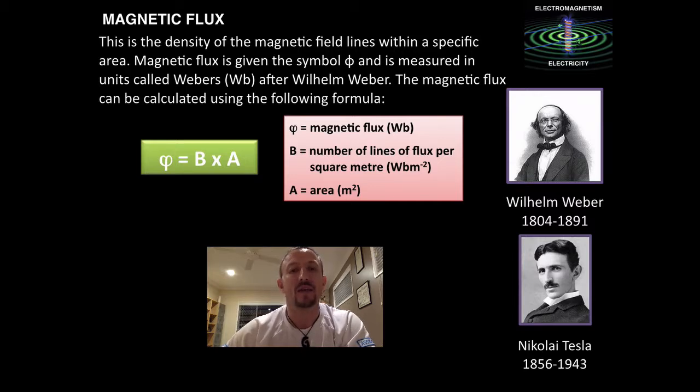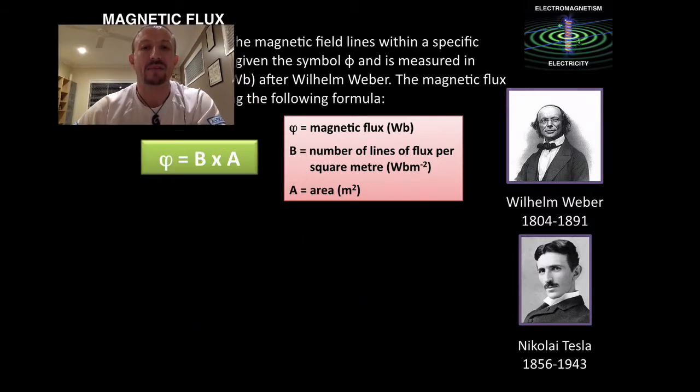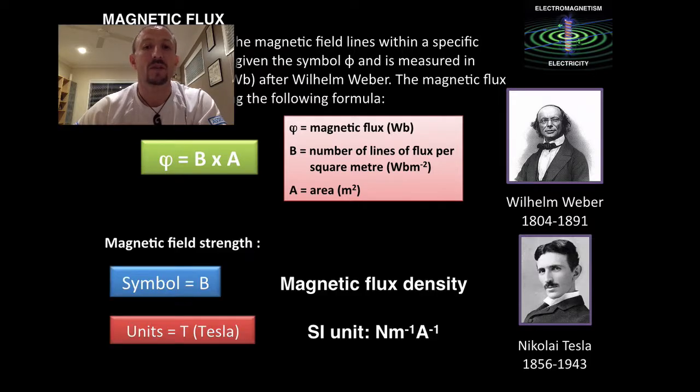Now, as well as knowing that, we also need to know about our magnetic field strength, or B, which is the number of flux lines per square meter. Now that was determined by Nikola Tesla, 1856 to 1943. He's down in the bottom right hand corner here. Now the magnetic field strength is given the symbol B and is otherwise known as the magnetic flux density, or the number of lines per square meter.